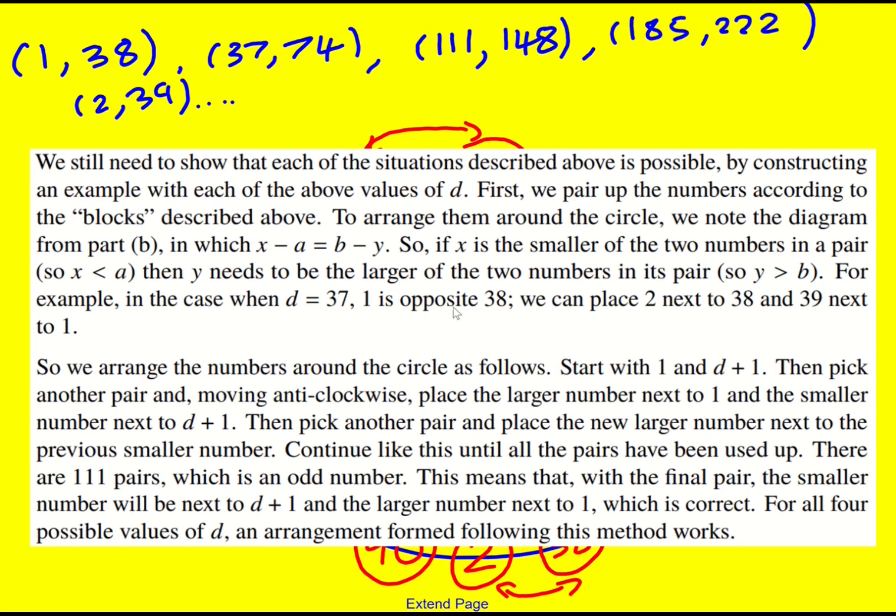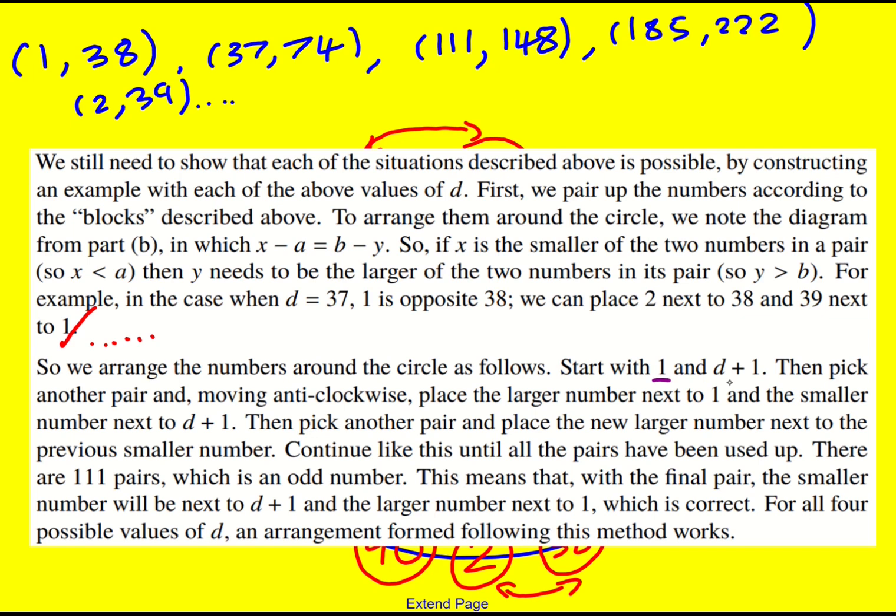So put 1 opposite 38 and then 2 next to 38, and 39 next to 1, as I showed in the example. So you just don't need to basically justify it. And then the solutions give quite a nice way of then constructing it.